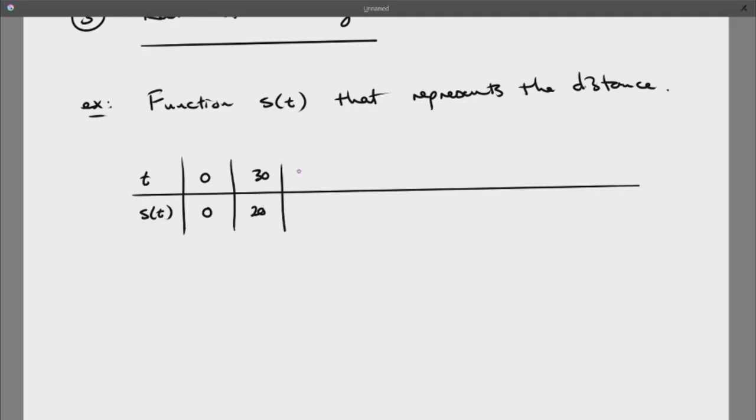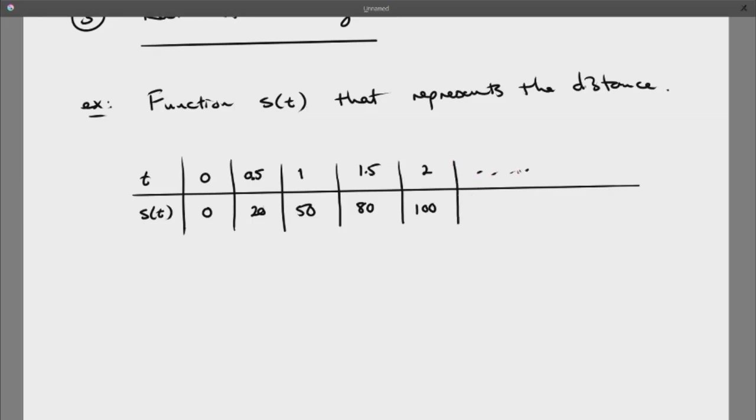And then maybe 1 hour in. Let me just backtrack and make this time in hours. So this will be in half an hour. Then 1 hour, maybe you've traveled 50 kilometers. Then 1.5 hours, maybe you've traveled 80 kilometers up to that point. 2 hours, maybe 100 kilometers. Sometimes you go faster and sometimes you go slower.